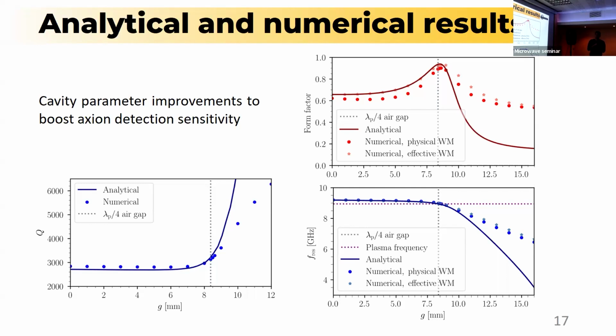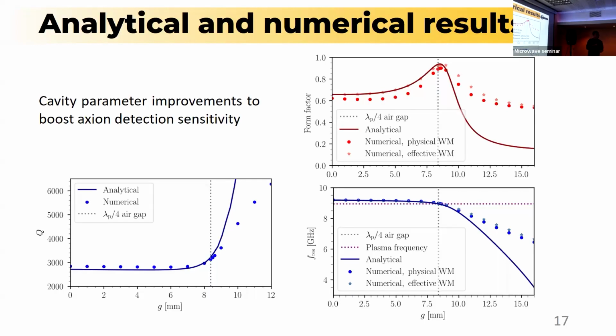We saw that in the plots of the electric field that above that condition of λ/4, the field starts to localize close to the cavity walls. So when the field is localized close to the cavity walls, our results start to decrease. However, we can see that still the numerical results coming from the physical wire media and the effective wire media have a good agreement in that region.